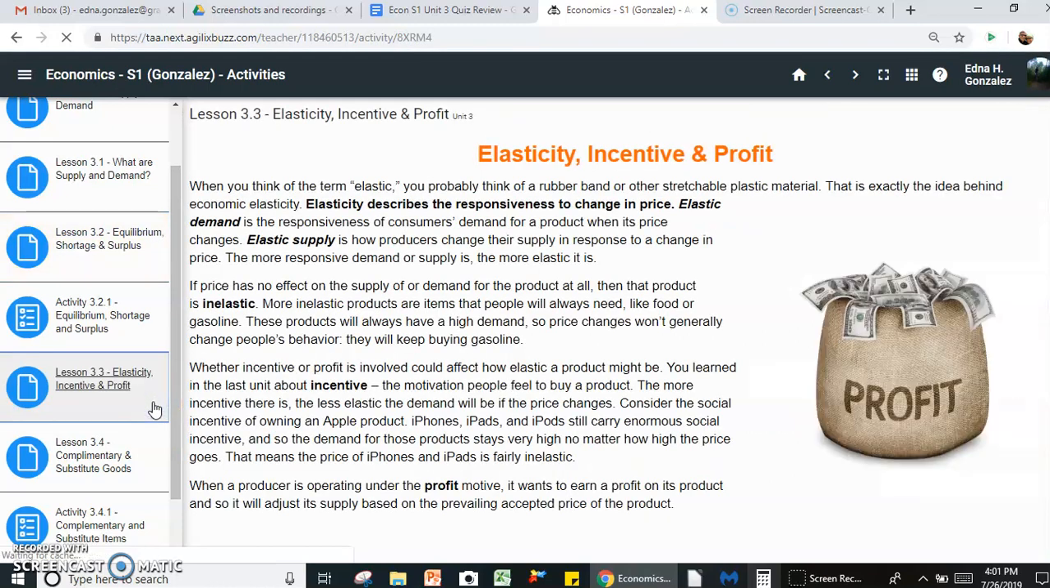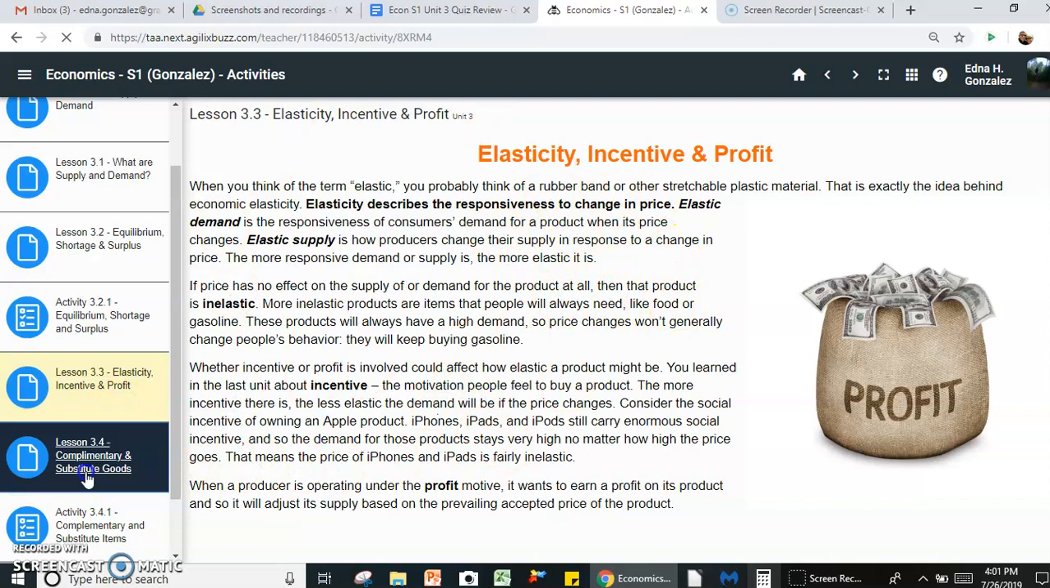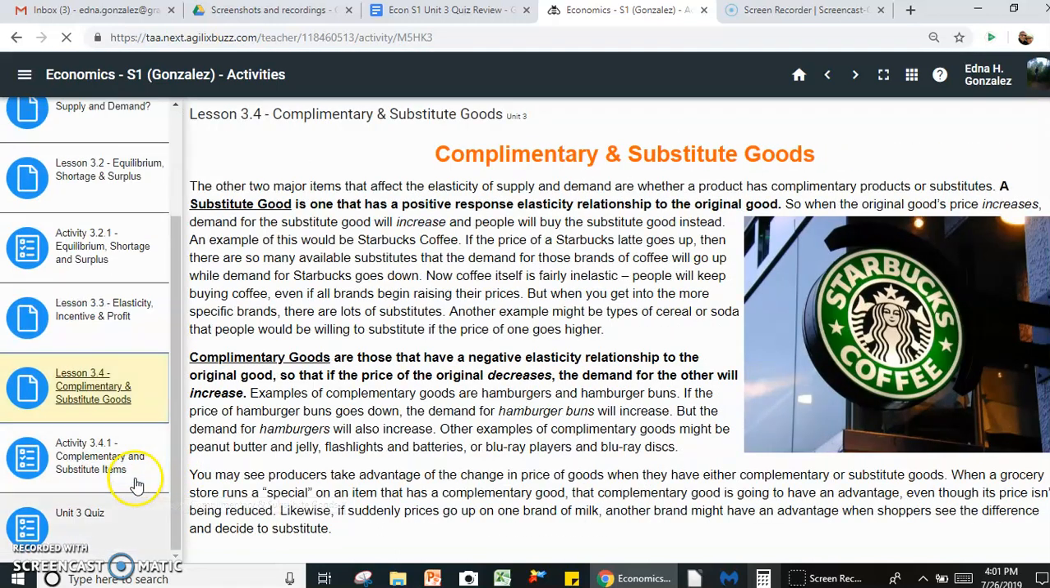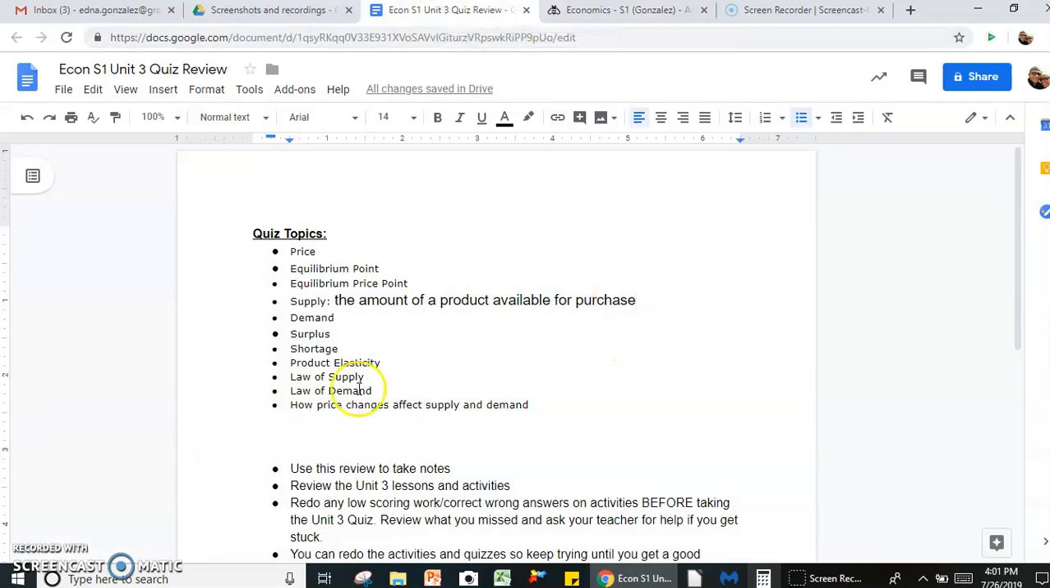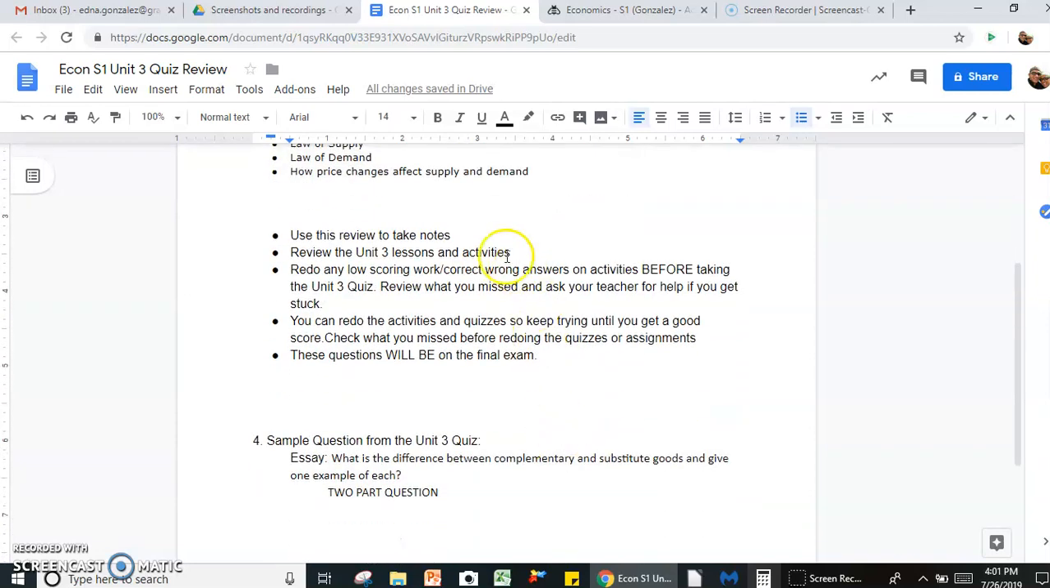Here's elasticity, incentive, and profit. So this covers another one of the topics, complementary and substitute goods. So you can see that you can go back and look at these topics and take notes on them and be able to define them and give examples. So use this review to take notes, like I just said. Review the Unit 3 lessons and any of the activities that you have done.